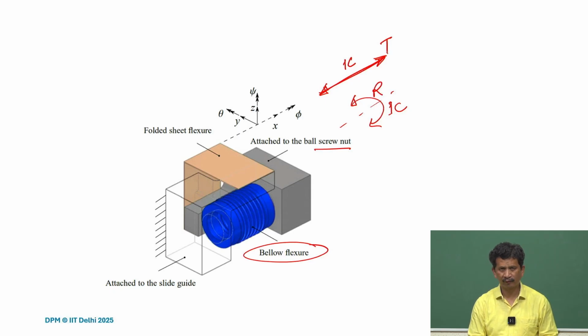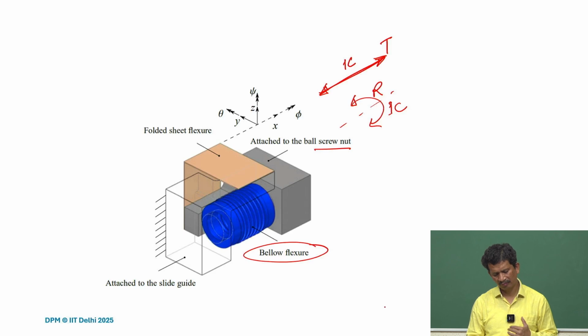We use the bellow flexure. So it's nothing but a coupling, and bellow is very good. It has a very good property. So it's stiff in rotation, but it will provide all the 5 degrees of freedom. So we use it in parallel and then build the setup.